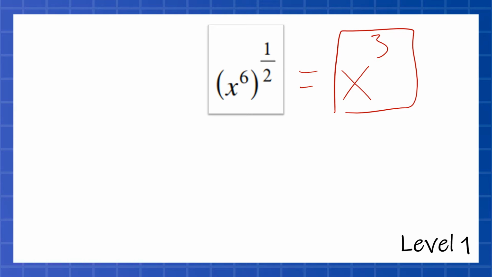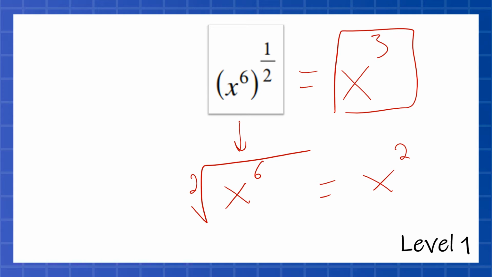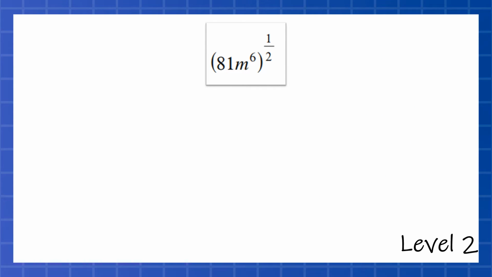Now, I want to show you the other way to do it, because what we can also do is treat the exponent of 1/2 as if it was a square root. Either way would still result in the same answer. So here we go again. We're going to go ahead and put this whole thing under a square root this time, because that's what a 1/2 does. A 1/2 as the exponent makes a square root.